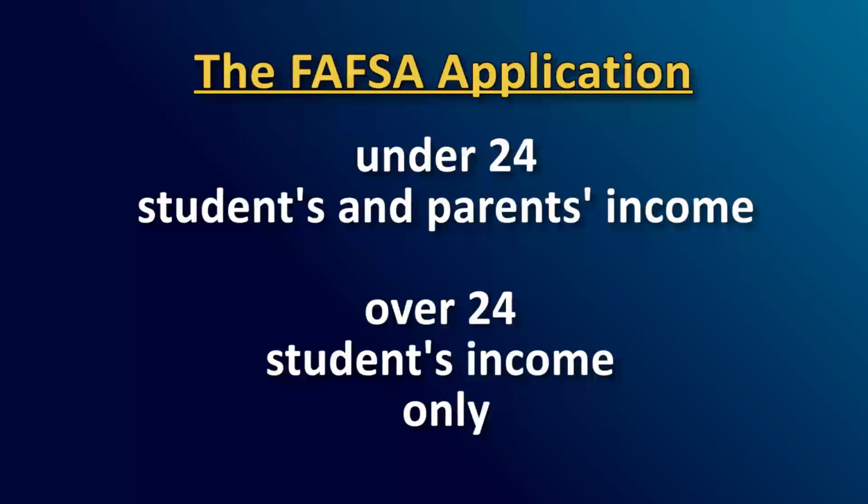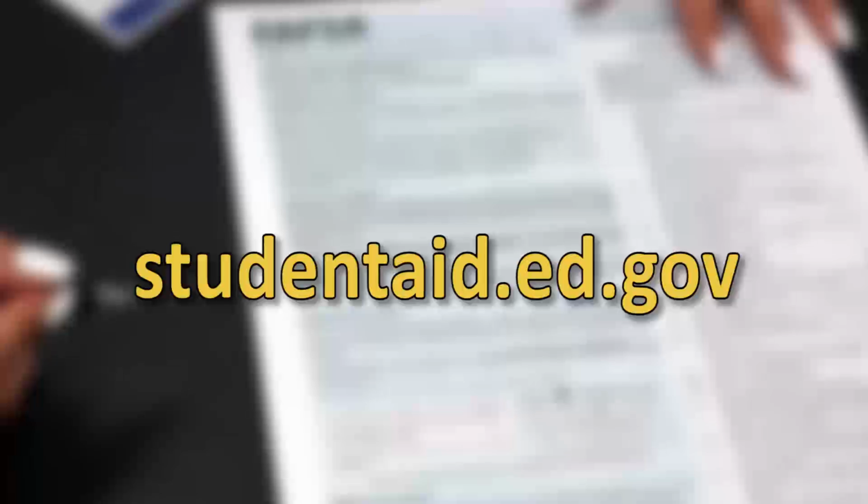Some circumstances are special. For instance, you might be under 24, married and supporting your own children, or emancipated from your parents, and in those cases, you might also be considered an independent student. The Federal Student Aid website at studentaid.ed.gov and your financial aid office can help you confirm whether you are a dependent or independent student.